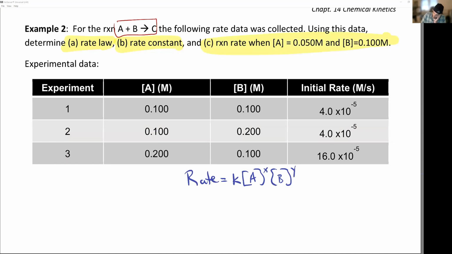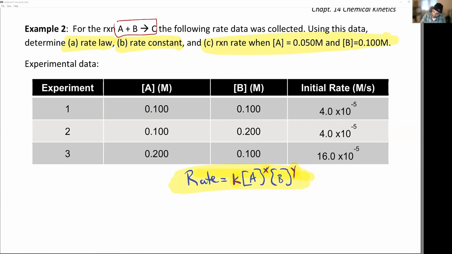Again, I do not know K, X, or Y. It's going to come out of this information. So we are going to solve for K, X, and Y right now. We're going to solve for X and Y first, then we're going to solve for K, and then we're going to have our overall actual rate law. So our goal is to figure out K, X, and Y. As soon as we know what they are, we can substitute that in.